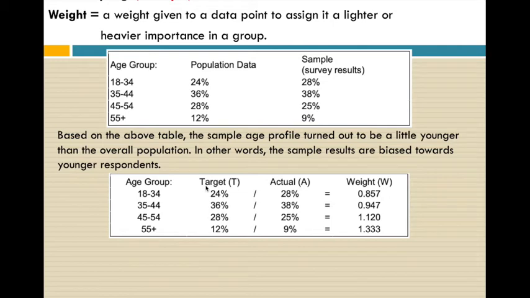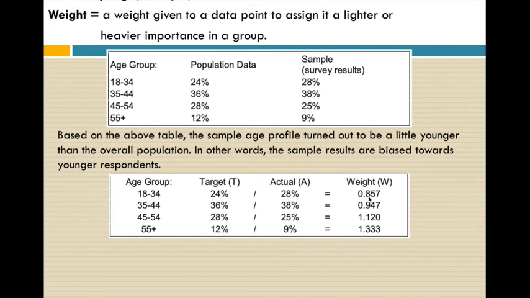Okay, so you do the target divided by the actual. So this is the population data over the sample. Okay. Target is the population. The actual is actually the result of your survey. So you do 24 divided by 28.